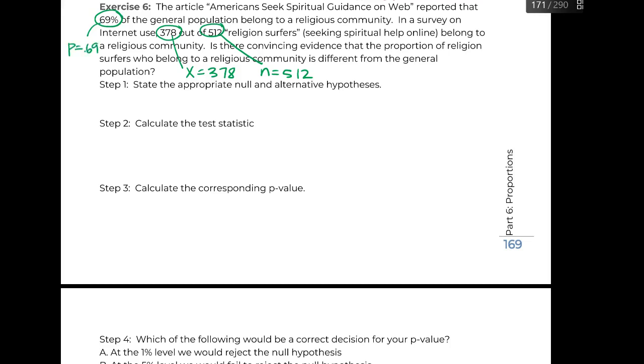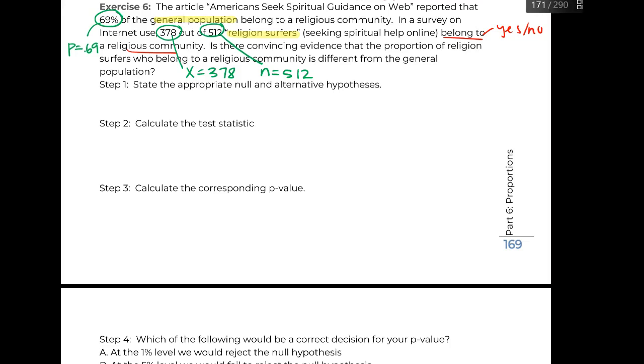And so just to pay a little bit close attention here, this P is about the general population, and this sample is from what we would call religion surfers. So we're trying to see if these two things are similar. That's what we're going to be comparing. Additionally, I like to point out that the actual variable here is belonging to a religious community, which is a yes, no. So we are dealing with a categorical binary variable.